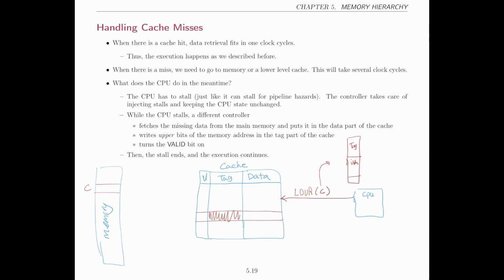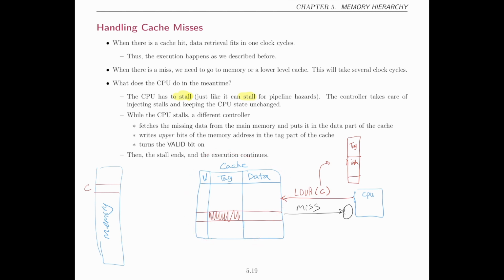Well, first of all, the moment we detect that we have a miss, we are going to tell the CPU that there was a miss. So CPU, we have a miss. Now the controller in the CPU is going to start stalling. It's going to stall and not do anything, just like we did for the pipeline hazards, right? So the CPU is going to stay where it was. In the meantime, we have a different controller closer to this cache, which is going to take over.